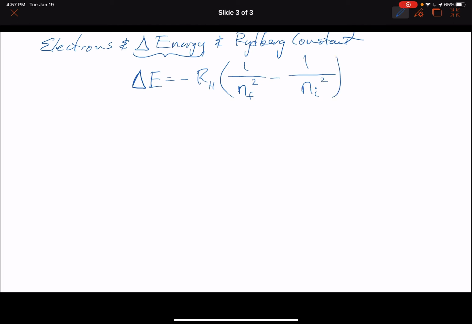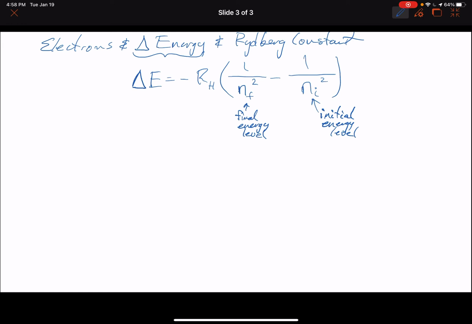So we'll use lowercase f to indicate the final position of the electron. Okay, so this is the final energy level of the electron. And then we'll use the lowercase i, the subscript i, to indicate the initial energy level of the electron. Okay.